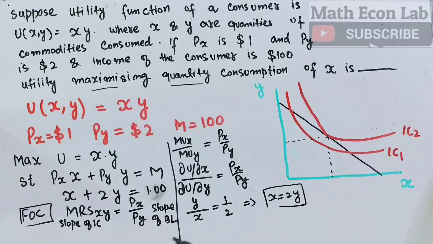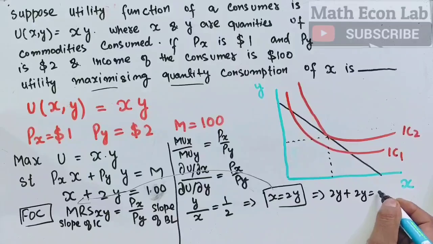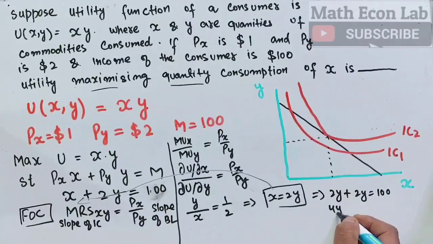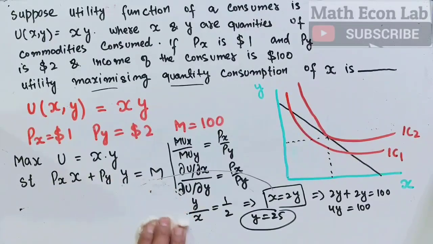Now we plug the value of x equal to 2y into the budget constraint. In place of x we have 2y, plus 2y should be equal to the income, or 4y is equal to 100. Dividing both sides by 4, we get y is equal to 100 upon 4, which comes out to be 25. But we are supposed to find the value of x, the utility maximizing quantity of x. So plug y equal to 25 in this equation.